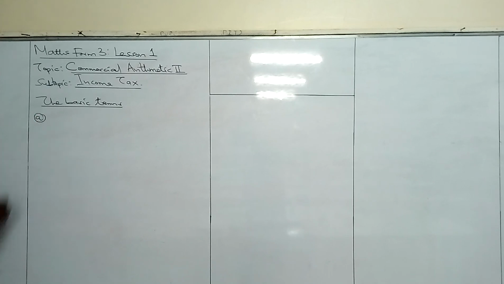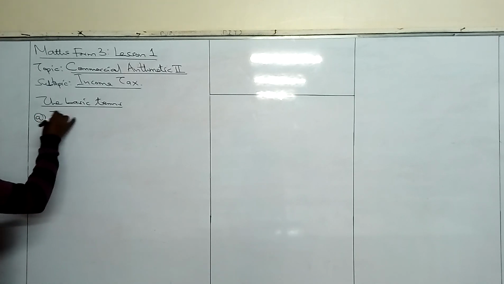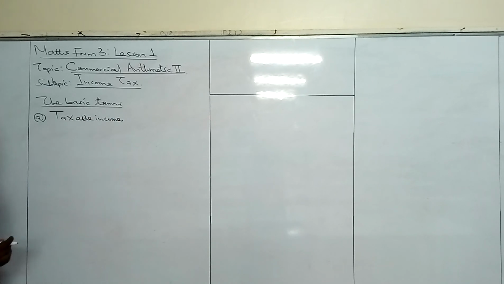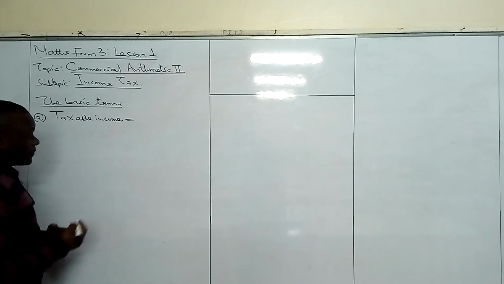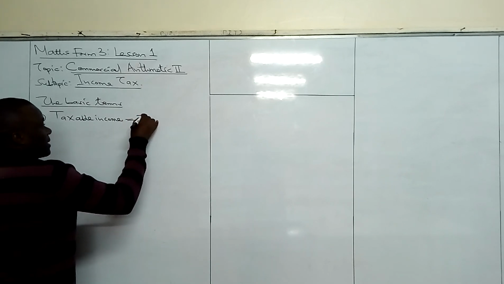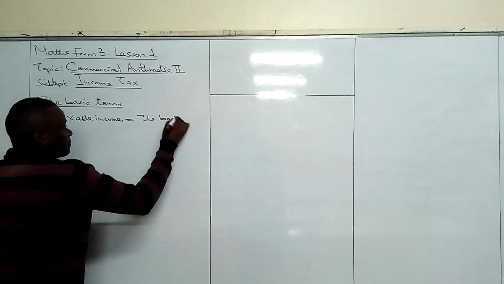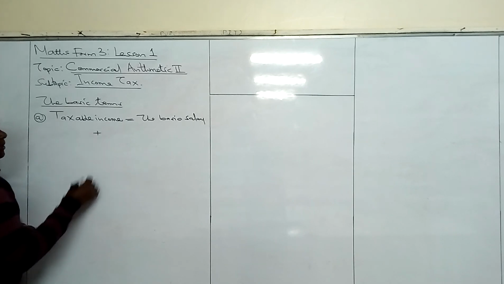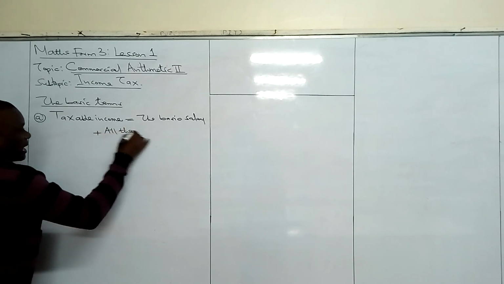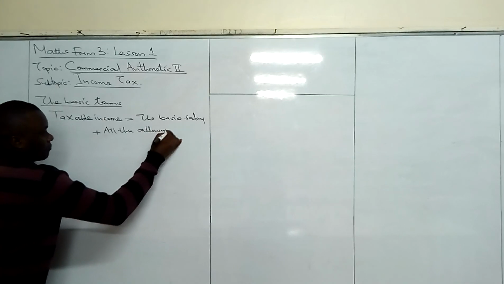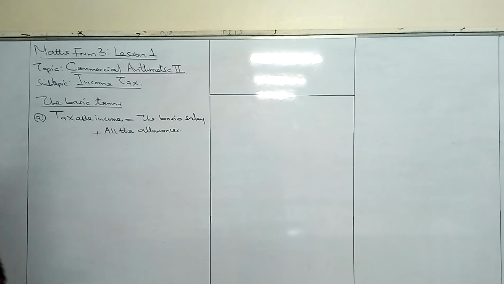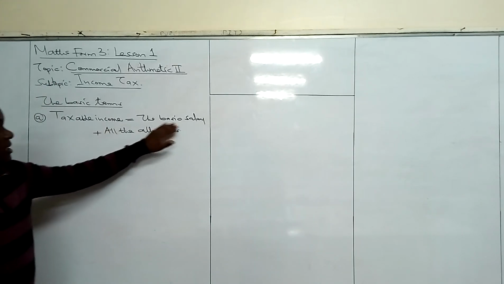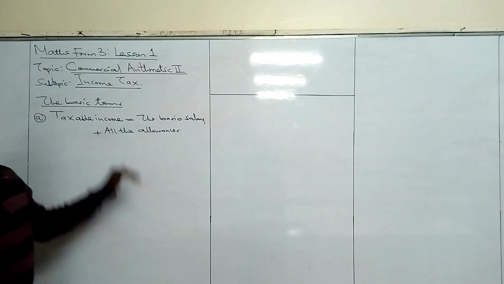I will say A. We will talk of taxable income. Taxable income, which we always find by taking the basic salary, then we add all the allowances. So far so good. We all know that if we want to obtain taxable income, we take the basic salary, then we add all the allowances.